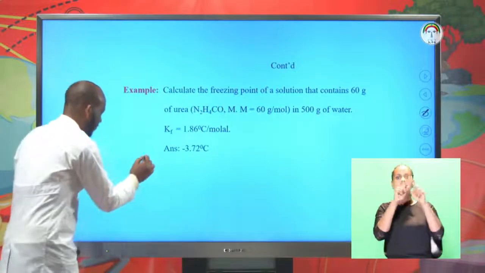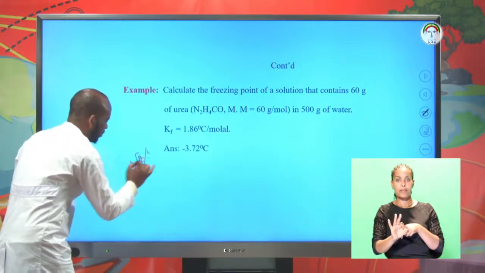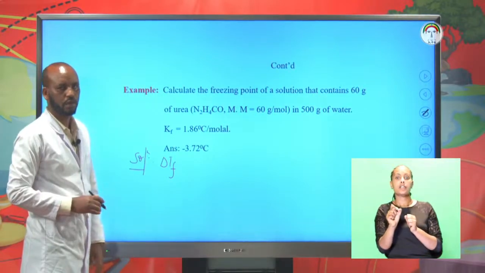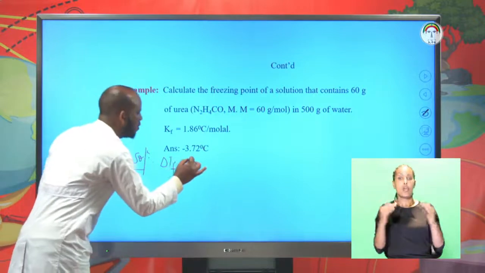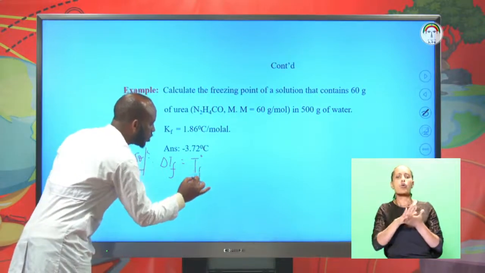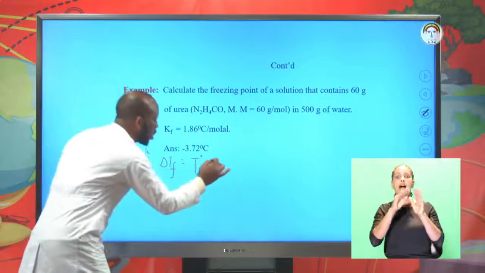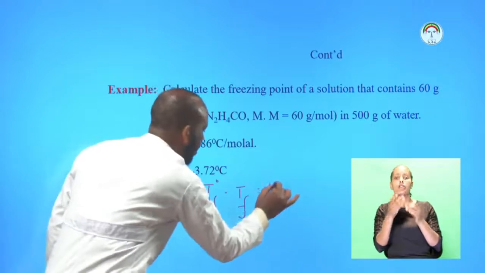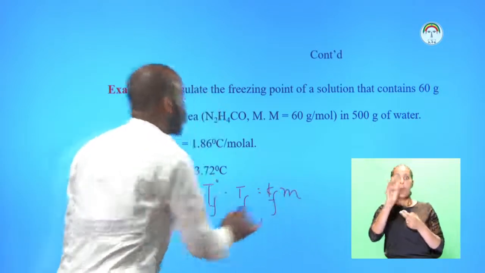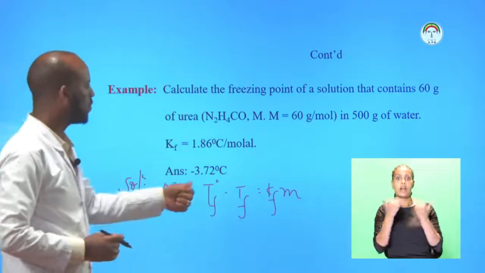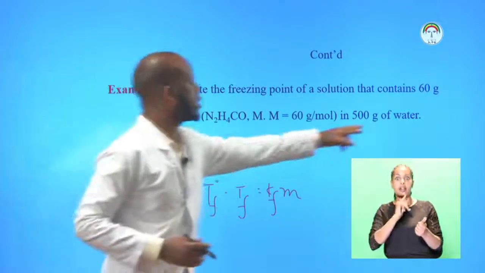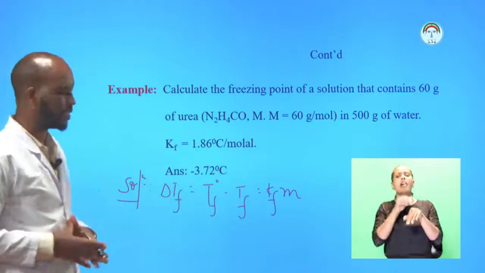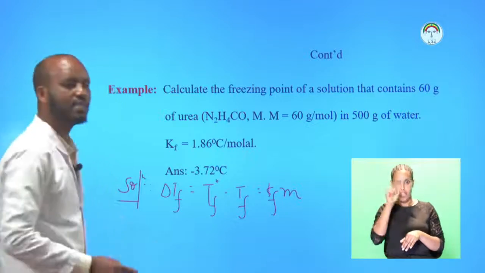Now, delta Tf, freezing point depression, lowering in freezing point, equals freezing point of pure solvent, T naught F, minus freezing point of the solution Tf, equals freezing point depression constant Kf times molality of the solution. Now the solvent is water. We know that water freezes at 0 degrees centigrade. Therefore, T naught F is 0 degrees centigrade.